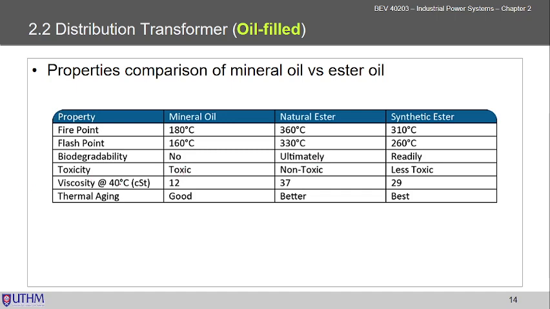And viscosity, this one is a little bit sticky as compared to this one. So this is much thicker, in terms of the liquids. And what about the thermal aging? This is much better, but this is the best because the viscosity is in between this one and this one. Okay.